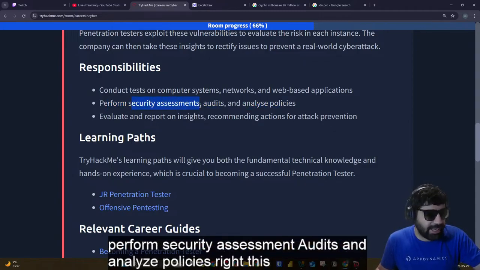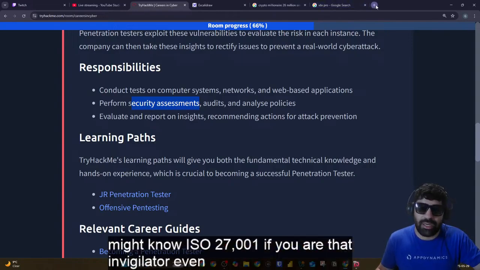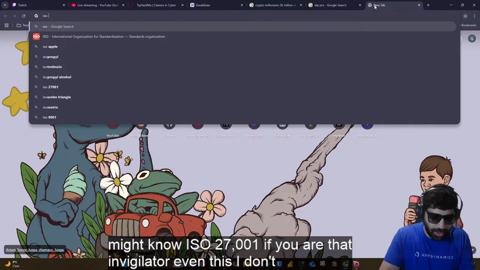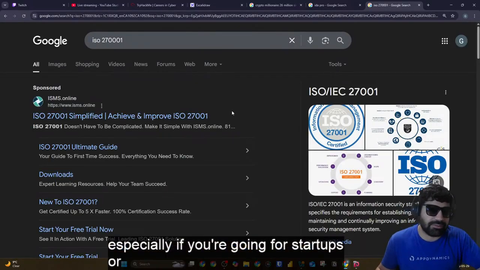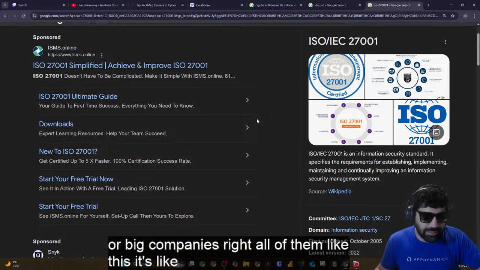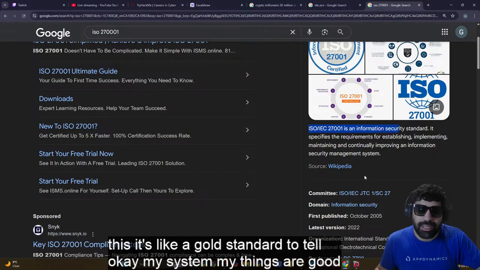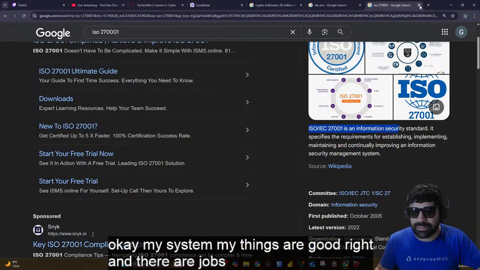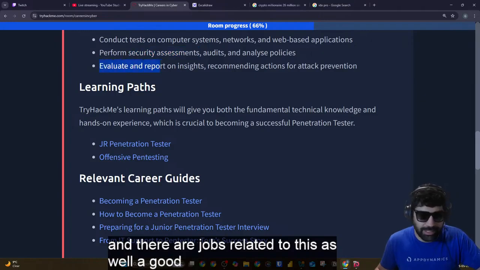This one you might know, ISO 27001. If you are that invigilator even, I don't know if you guys know about this, it's big. Especially if you are going for startups or big companies, right? All of them like this. It's like a gold standard to tell, okay, my system, my things are good, right? And there are jobs related to this as well. Good paying jobs too, right?